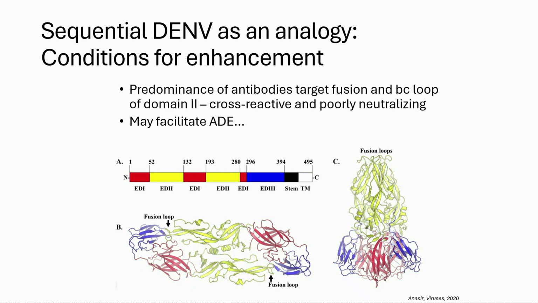So we're learning a lot over the last several years. We're starting to understand how specific immune phenotypes could drive enhancement or protection. So for example, we're learning a lot about how the primary antibody response to dengue following a first infection is directed towards the fusion loop envelope proteins. These are cross-reactive. They are not very neutralizing, and this is driven by the variable availability of the epitopes between mature and immature virions.